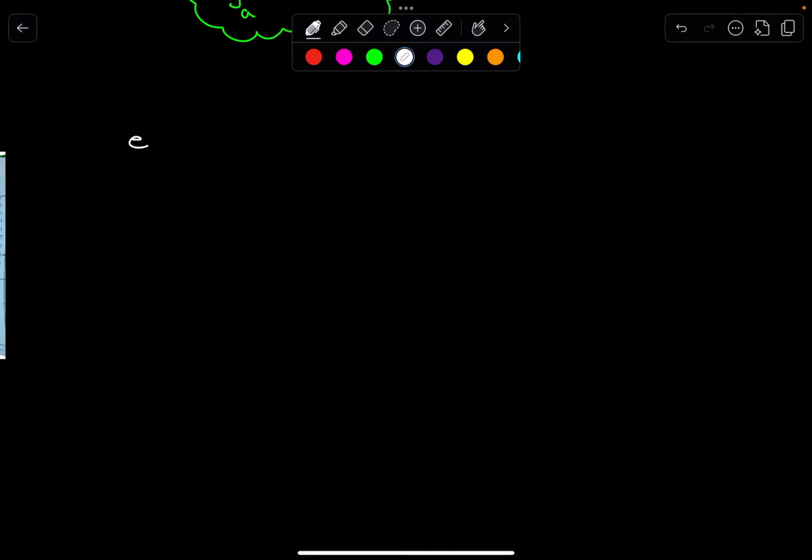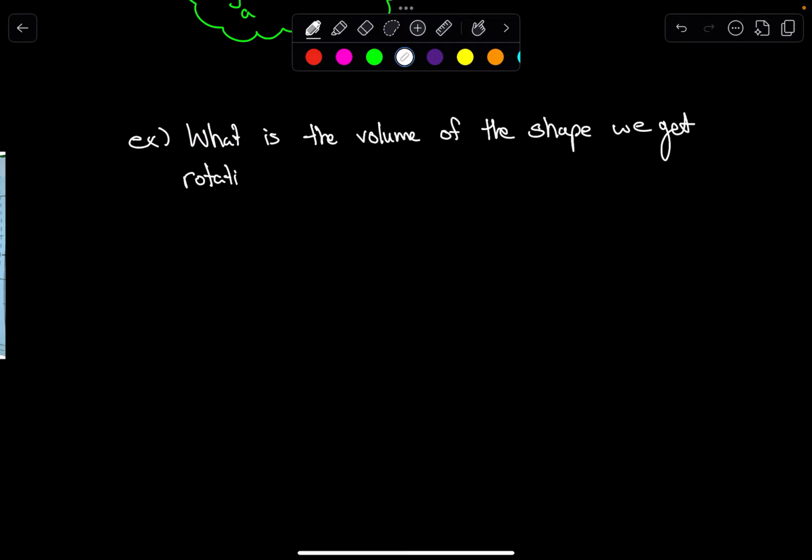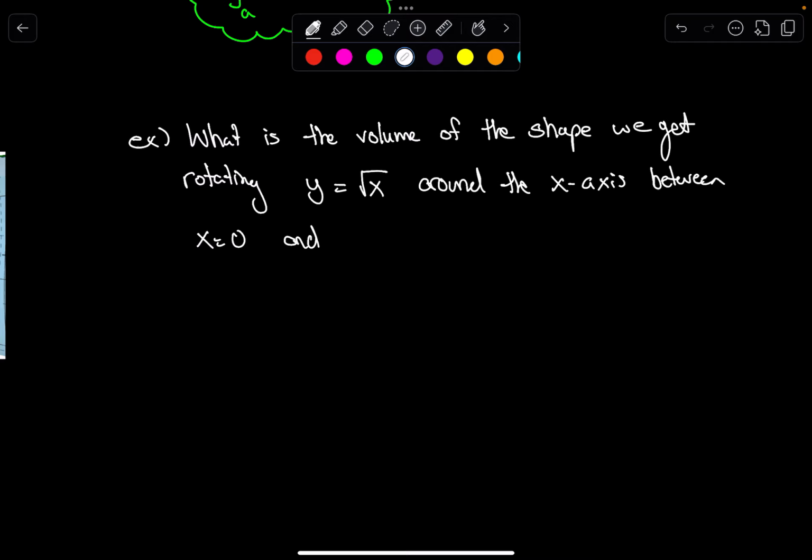For example, what is the volume of the shape we get rotating y equals the square root of x around the x-axis, in the region between, we'll say, x equals 0 and x equals 4. Okay, this is the question.